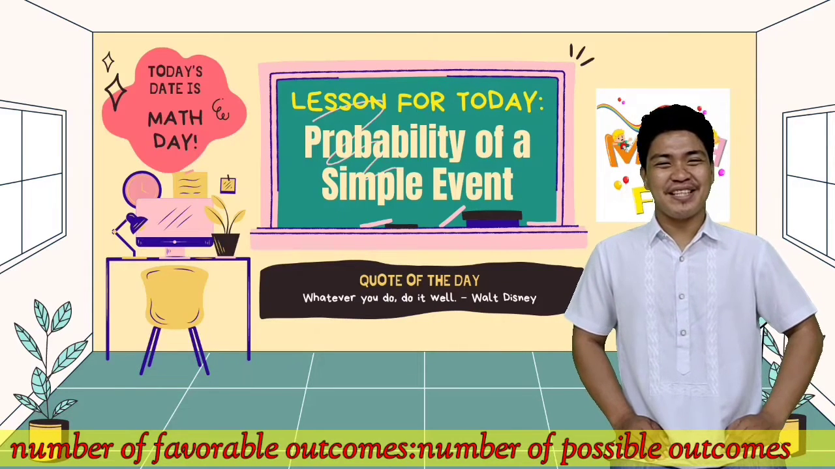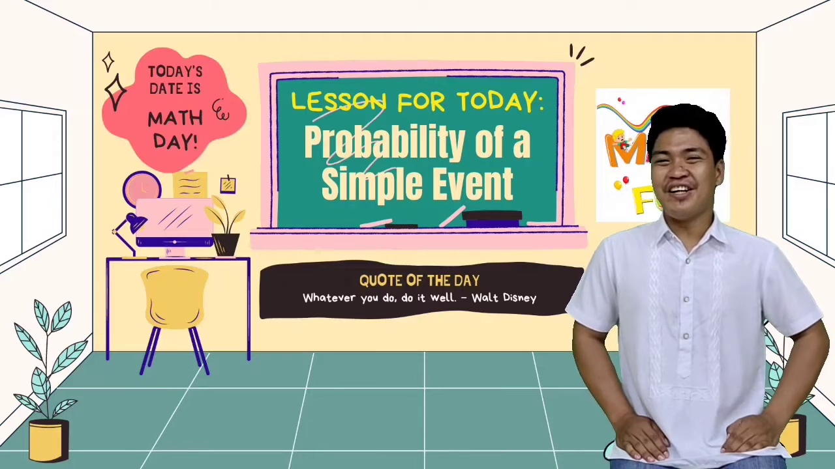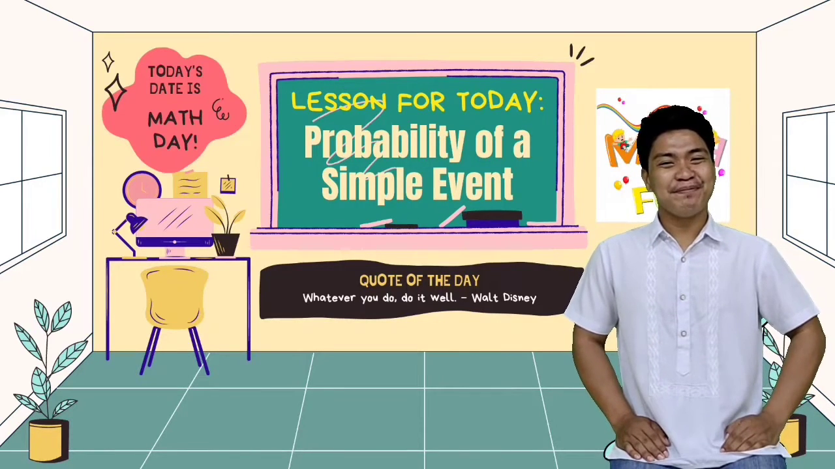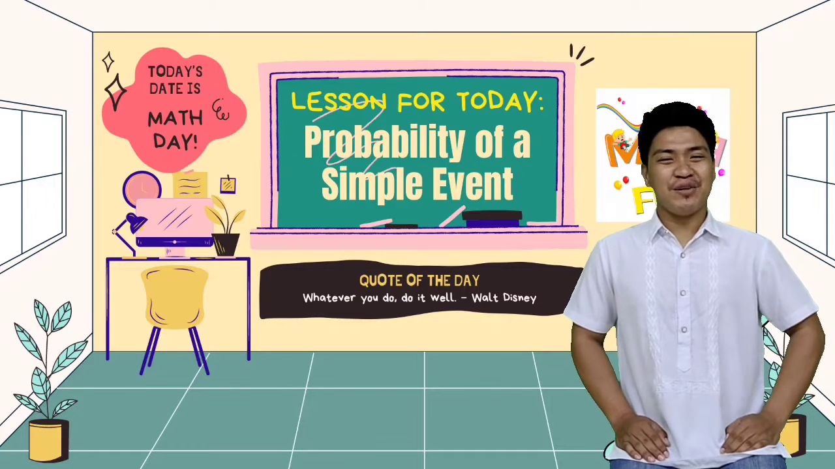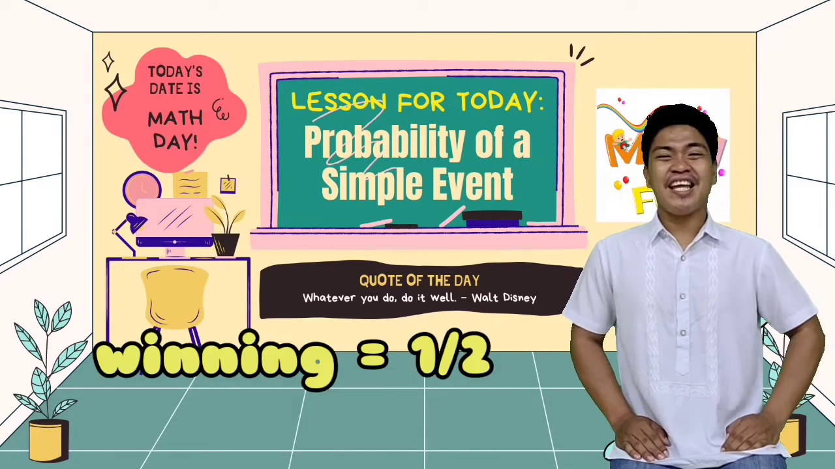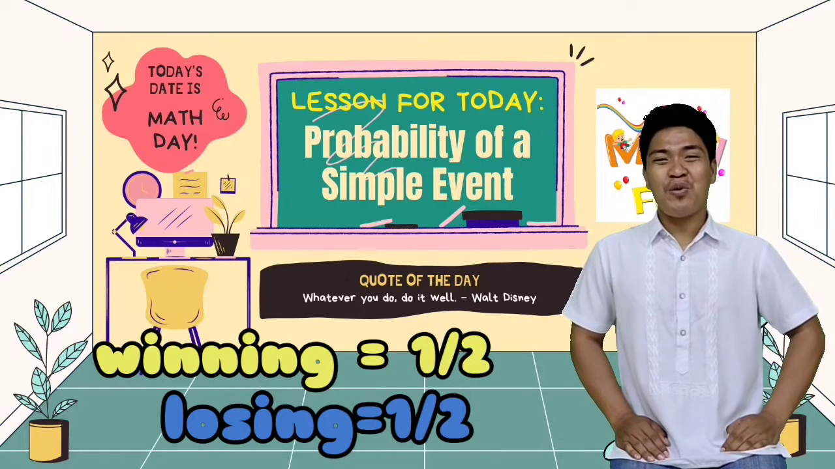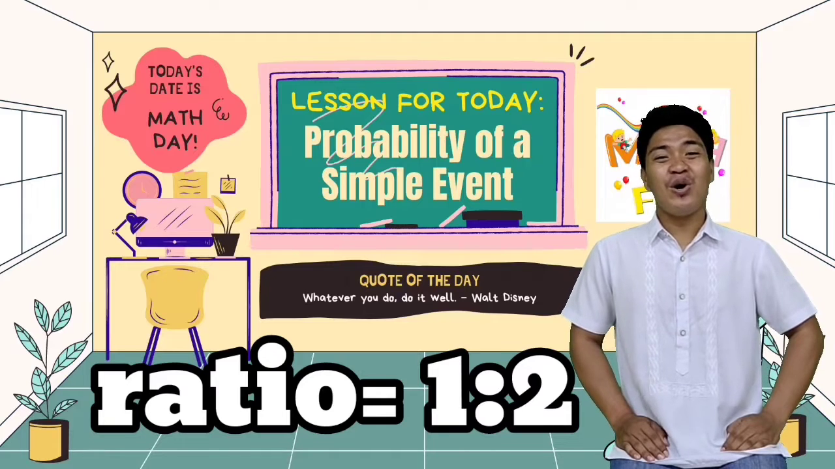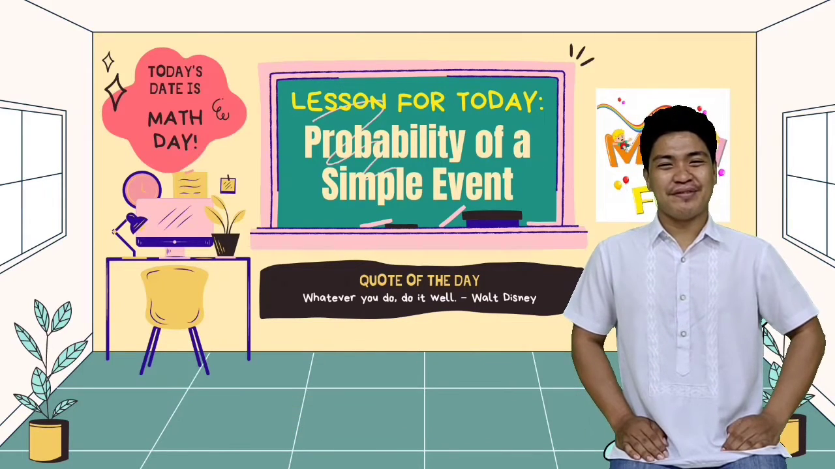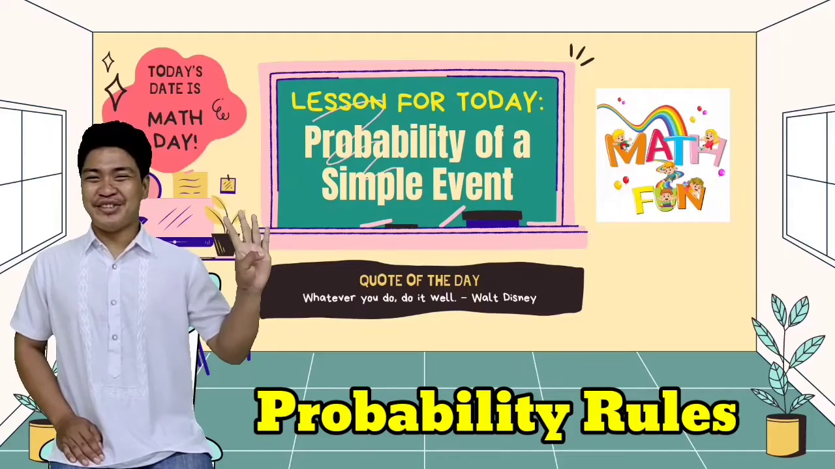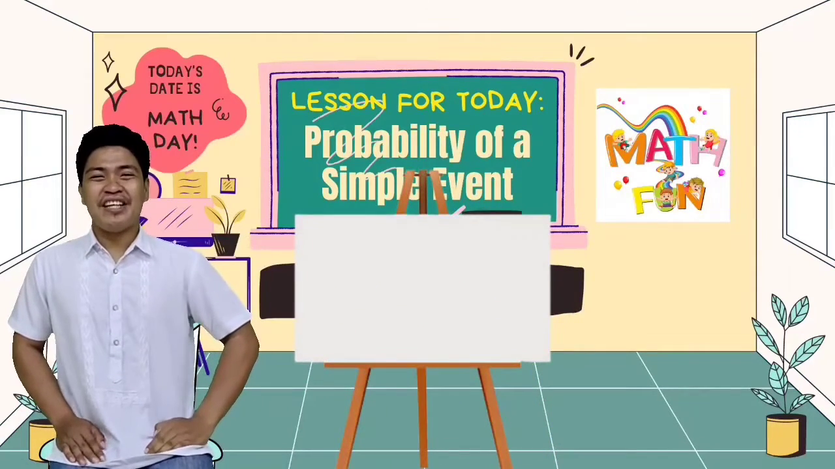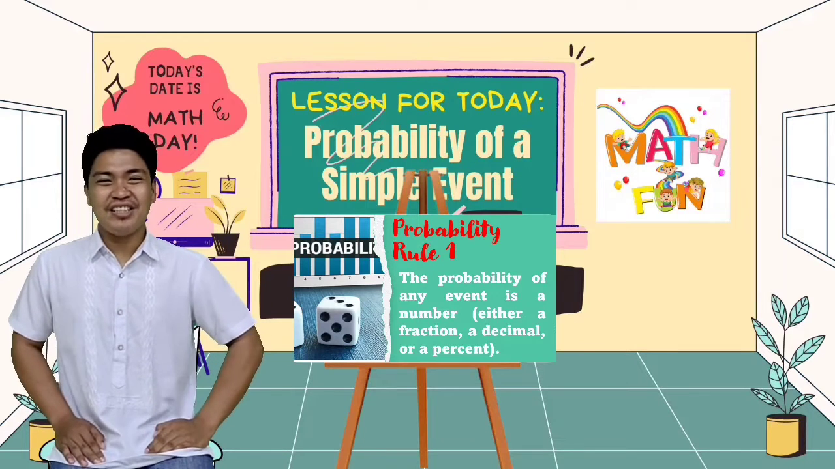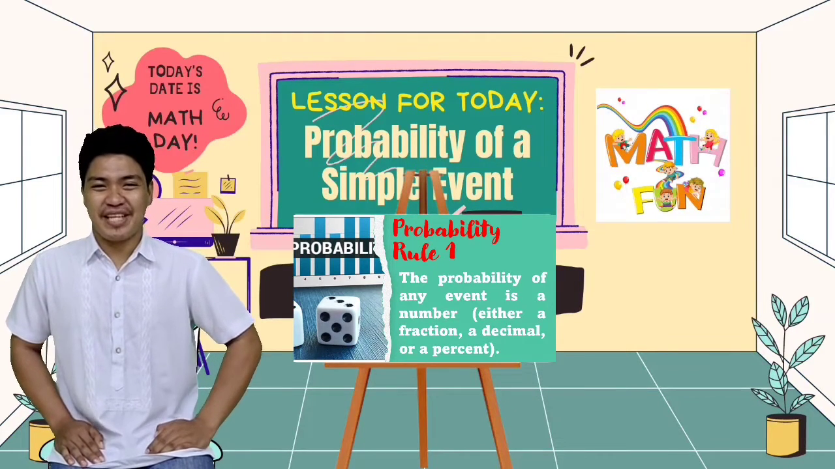In our activity earlier, what is the probability of winning and losing the game? So, the probability of winning is 1/2 and losing the game is also 1/2. So the ratio is 1:2 or 1/2. There are 4 probability rules. First, the probability of any event is a number, either a fraction, a decimal, or a percent.